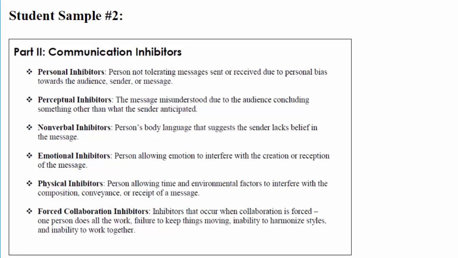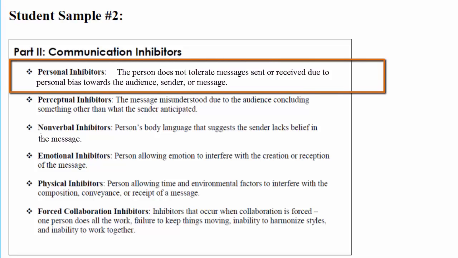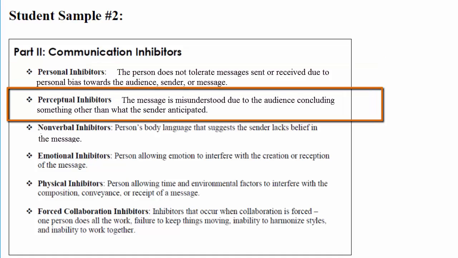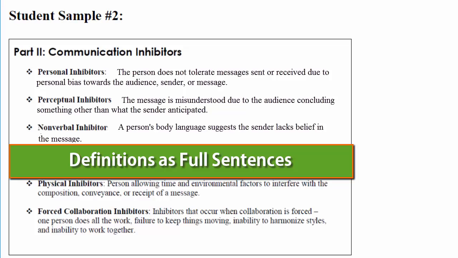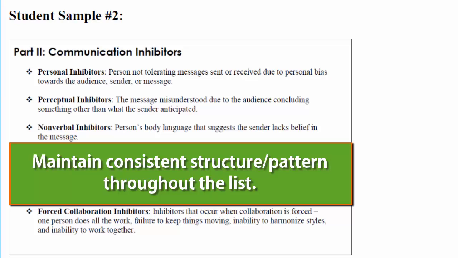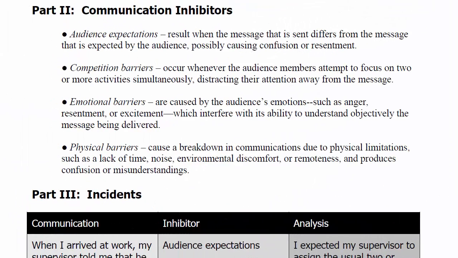For example, we could make each one of these definitions a complete sentence by writing: Personal inhibitors. The person does not tolerate messages sent or received due to personal bias. Perceptual inhibitors. The message is misunderstood due to. Nonverbal inhibitors. A person's body language suggests the sender lacks belief. So you see, there's even a third variety or way of organizing. The key is, once you choose a pattern, you must stick with it throughout the list in order for it to be parallel. Okay, let's go back to the paper we were reviewing.